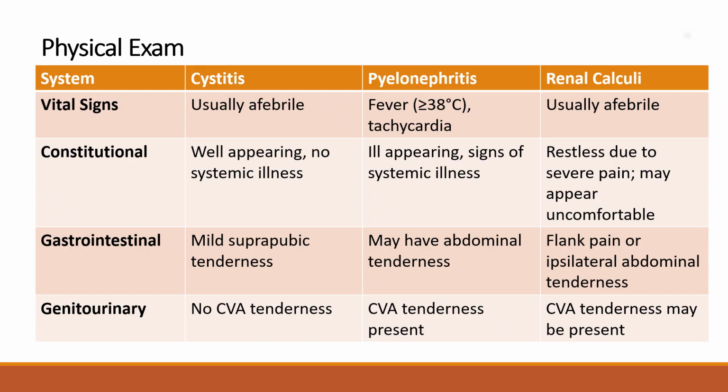We will look at some key physical exam findings. Patients with cystitis are generally well appearing and they may have mild suprapubic tenderness without CVA tenderness. Patients with pyelonephritis often have fever, tachycardia, and CVA tenderness.